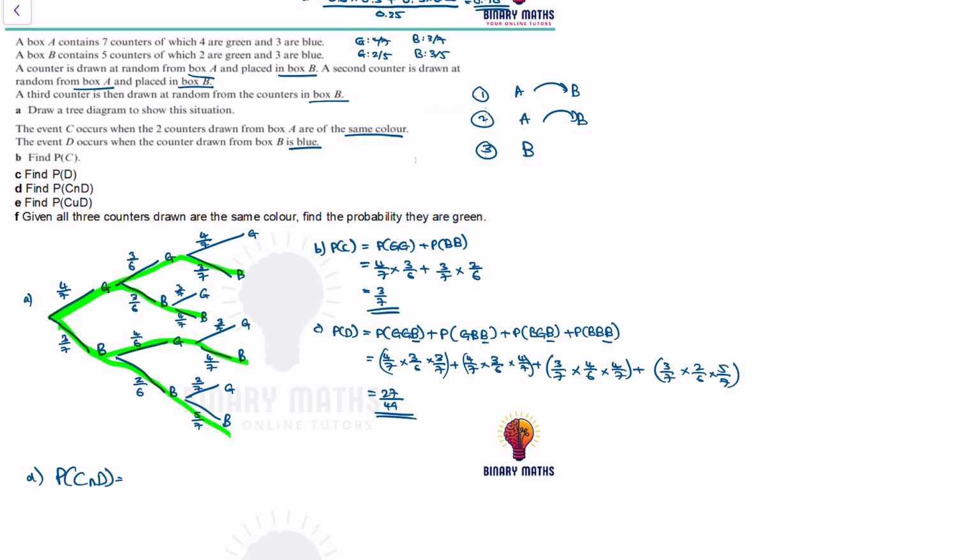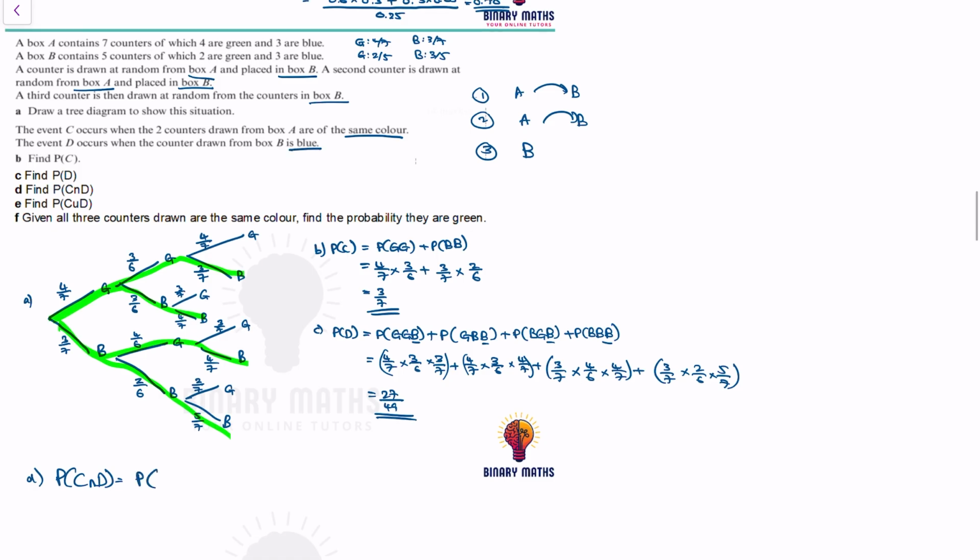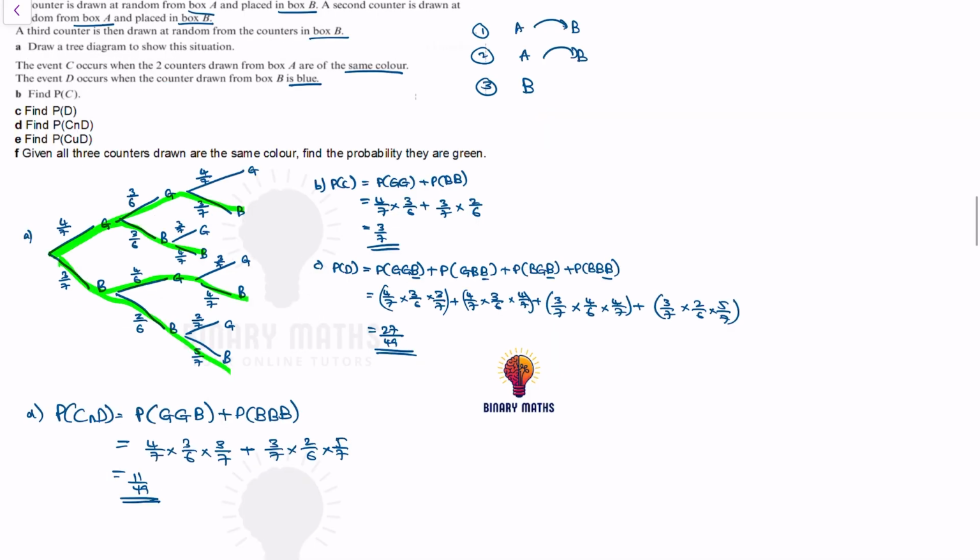So that means we end up getting the probability of combinations of green, green, and then blue, plus the probability of blue, blue, blue. So green, green, blue is 4/7 times 3/6 times 3/7 plus 3/7 times 2/6 times 5/7. And we end up getting 11/49 in our calculator.